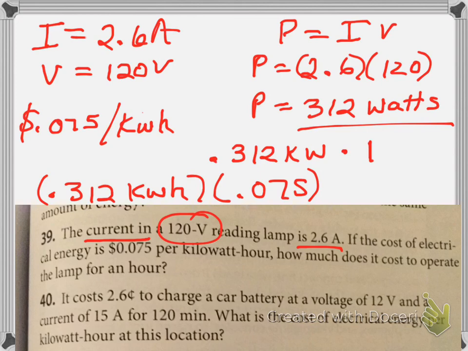0.312 times 0.075 gives us 0.0234. So about 2 cents. It would take you about 2 cents to run that for 1 hour.